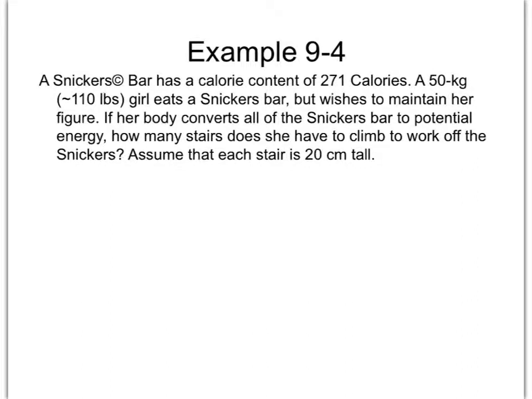This is example 9.4 in our chapter on potential energy and work. And this is sort of a practical example because I think at some point we all care about how much work we have to expend in order to burn off an item of food. All right? And the item of food right here is a Snickers bar that has 271 calories of energy in it. All right, calories are a unit of energy.